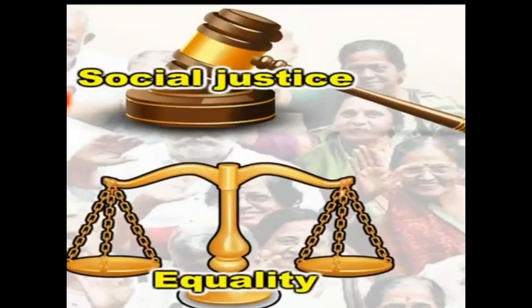Our next area under working of the Constitution is social justice and equality. Social justice and equality are the important objectives of our Constitution. And our Constitution has given the guidelines to establish a new society based on these two values, that is social justice and equality. So the government as well as people should strive to fulfill these objectives.